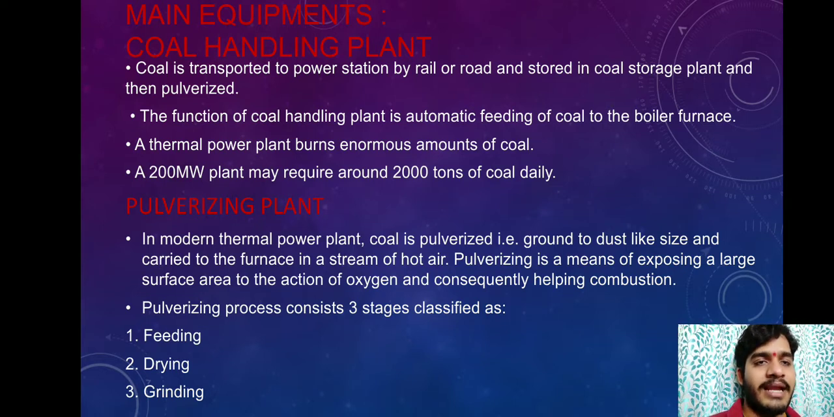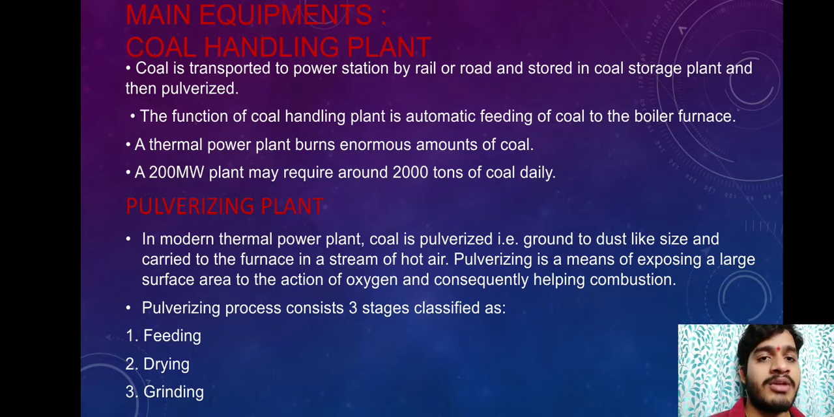And the pulverizing plant too. In a modern thermal power plant, coal is pulverized, that is ground to dust-like size and carried to the furnace in a stream of hot air. Pulverizing means exposing a large surface area to the action of oxygen and consequently helping combustion. The pulverizing process consists of three stages, that is feeding, drying and grinding.